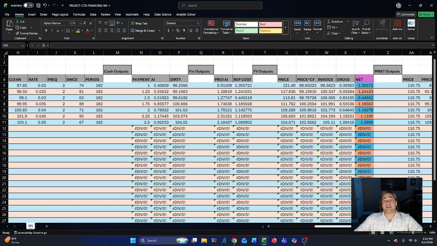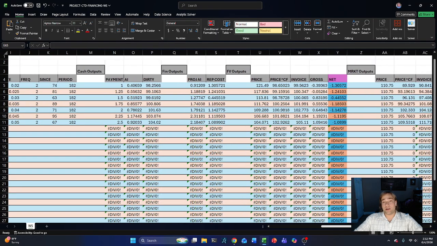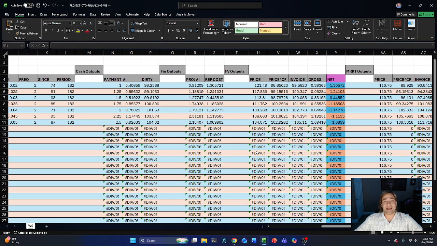Finally, you get your fair value output. So you have your fair value price, your converted price. So that would be the price times that conversion factor. So you can kind of think in scales of the dirty price. You have your invoice, which in my calculations is the converted price plus projected accrued interest. There are different textbook ways to do it, but that's the formula I'm following.